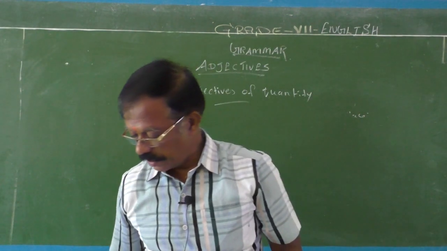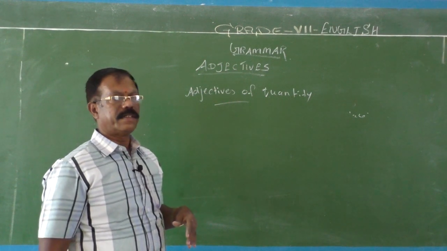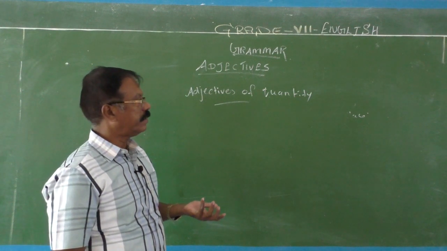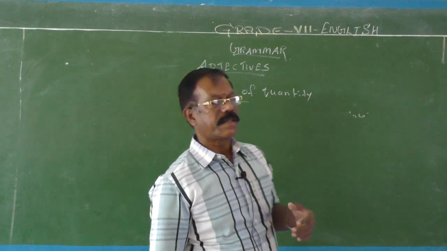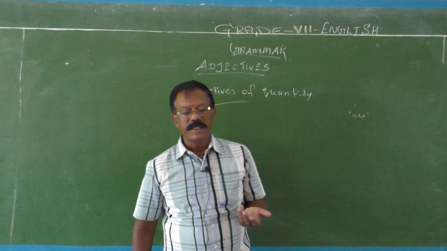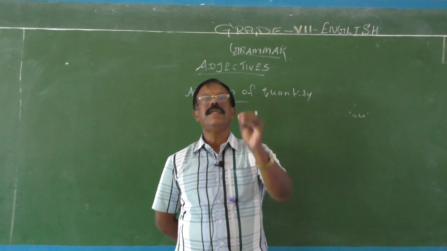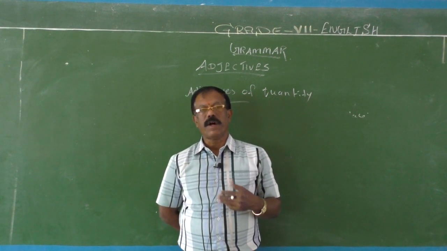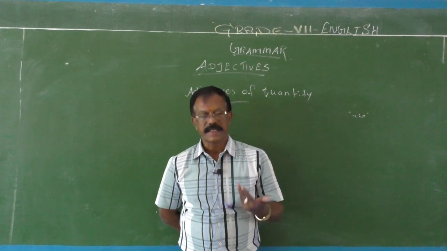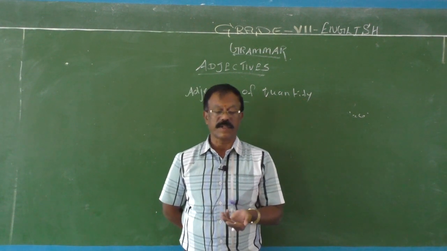Okay, children, next I would like to go for adjectives of quantity. You know what we mean by quantity? The measurement. Okay, the numbers. Measurement in numbers, that is called a quantity. There are some adjectives we have in English. Such adjectives describe the quantity of a thing. How much you have, how many you have. So we want to express the quantity in exact terms. Sometimes we may express the quantities in relative terms. Okay, fine.